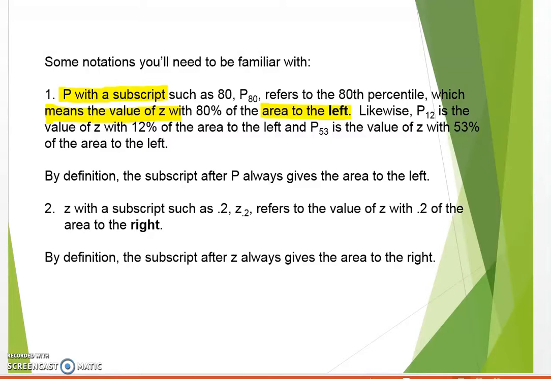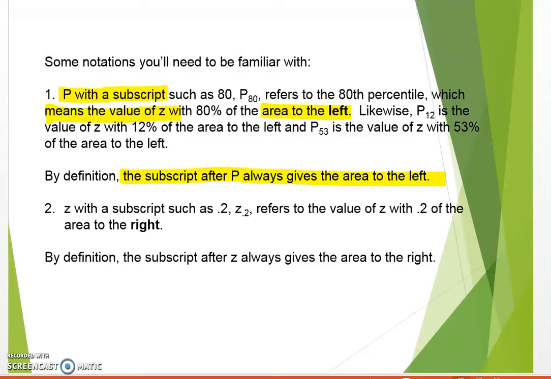P12 is talking about the 12th percentile, so 12% of the area to the left. P53 is talking about the value of z with 53% of the area to the left. So in general, if you see a subscript with P, percentile, it always gives you the area to the left.